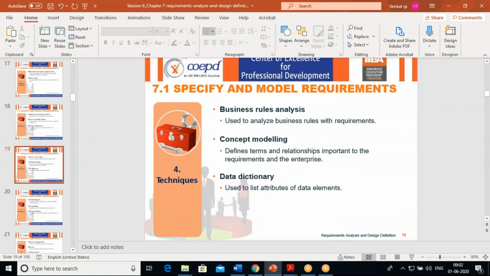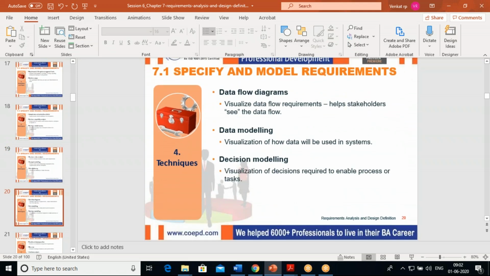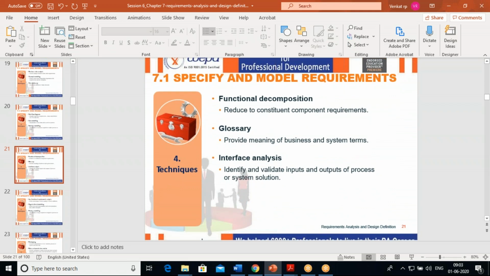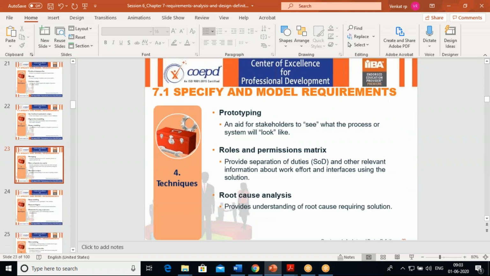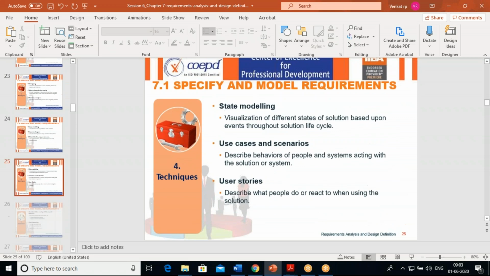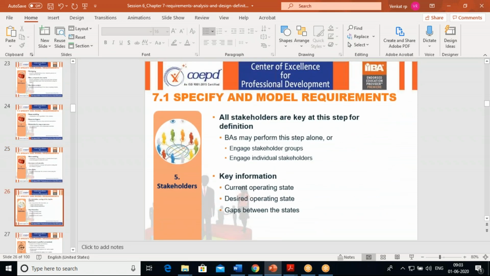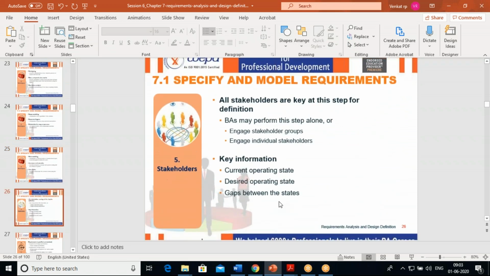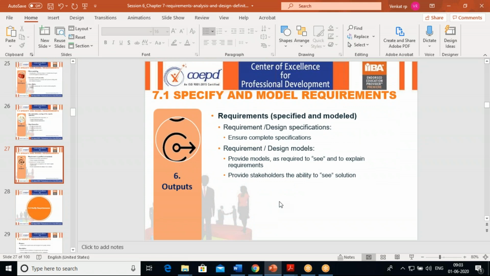After that, let us look into the output this is going to create. The output of specify and model requirements is requirements specified and modeled. That means here we are going to get the requirements and design specifications. We will draw the diagrams here. The output is all the pictorial representations of the requirements.